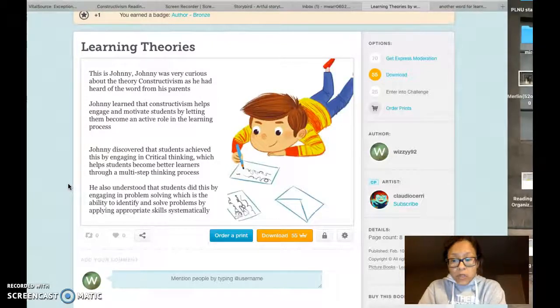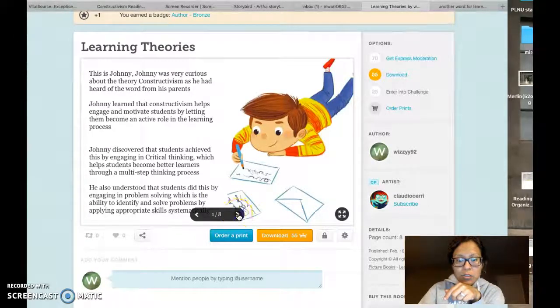And then constructivism also has problem solving, which is the ability to solve problems by applying appropriate skills systematically. We use this as well in a classroom setting. And then I will go to the next page.